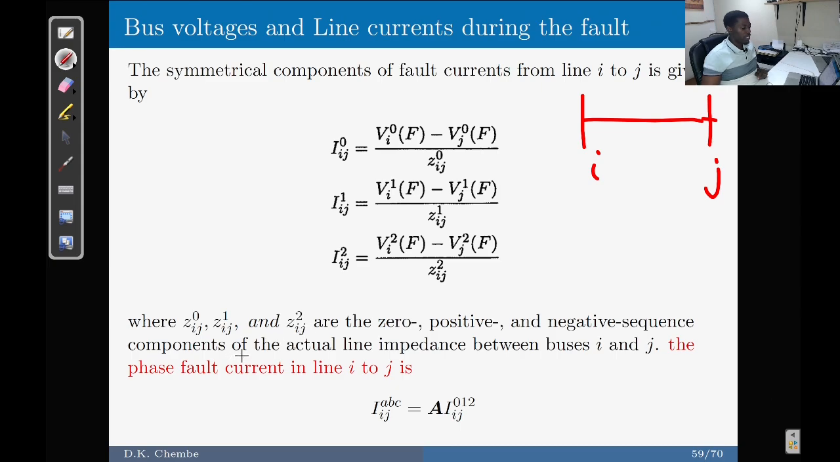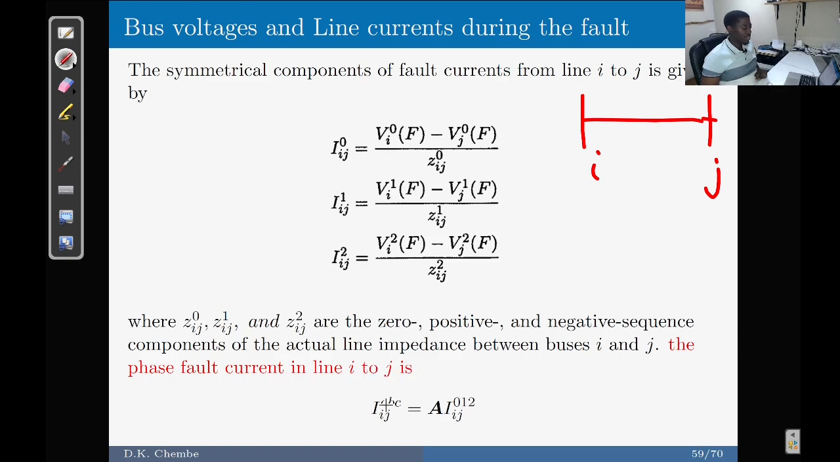Okay, so your impedances are going to be varying. Like we said, you have to calculate your Z bus for the zero sequence, Z bus for your positive sequence, Z bus for your negative sequence. And this is why you have the impedances here being the impedance ZIJ for the zero sequence. This is for the positive sequence, and this is for the negative sequence components of the actual line impedances between buses I and J.